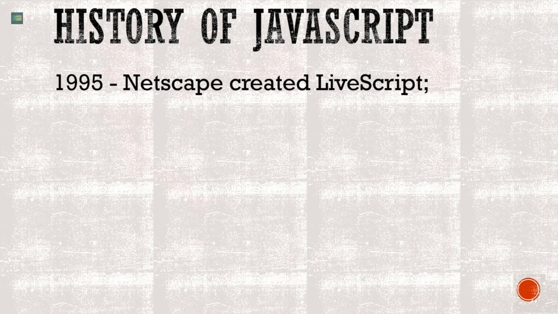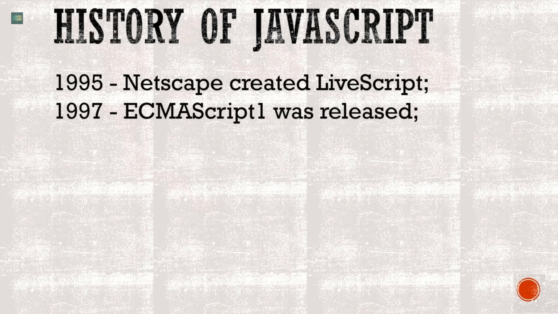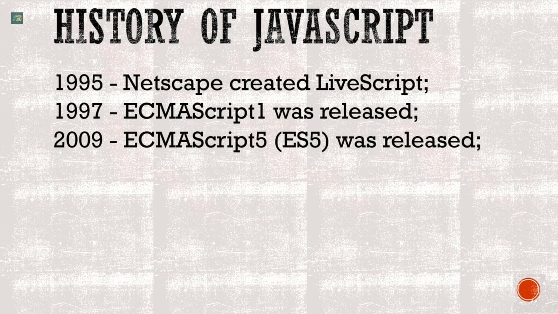In 1996, Netscape submitted JavaScript to ECMA International for standardization, and eventually in 1997, ECMAScript 1 became the first version of the JavaScript language standard. In 2009, ECMAScript 5, or simply ES5, was published with lots of new and cool features. And after 2012, writing code in ES5 became much more popular.